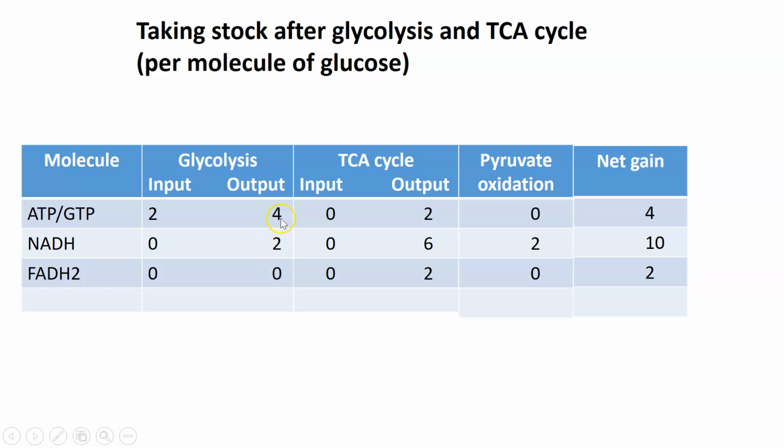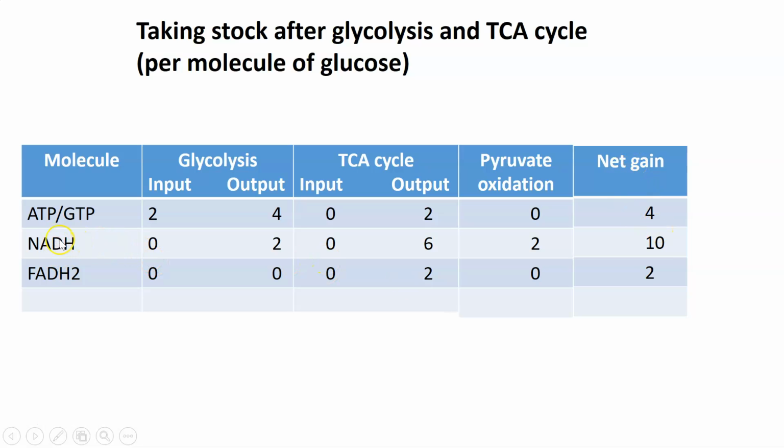Okay, so put it in a table form. As far as glycolysis was concerned, in the energy investment phase we put 2 in, and then the energy payoff phase resulted in 4 molecules of ATP. In the TCA cycle, we didn't put any energy in, but we still got 2 molecules of ATP out. So 4 minus 2 is 2, plus the 2 there, so the net gain is 4.